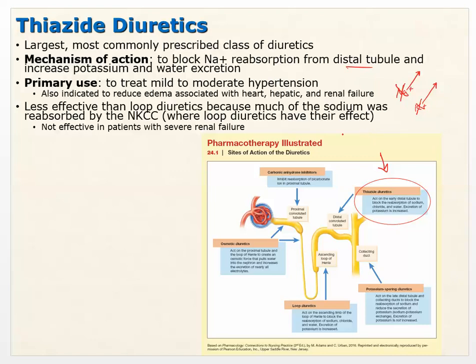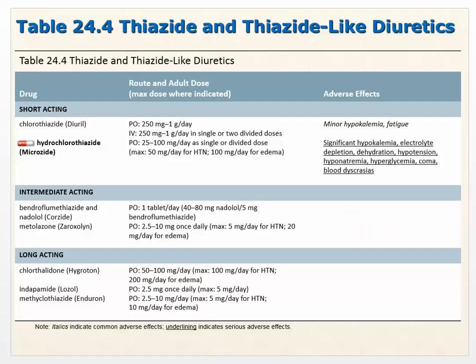Okay, so it kind of depends on severity. Less effective than loop diuretics because much of the sodium was reabsorbed by the NKCC. So they're not as effective because they're a little bit further along in the nephron, and a lot of that sodium has already been reabsorbed. So by the time they're blocking reabsorption, there just isn't as much. That's why these loop diuretics are way more potent, or effective. Not effective in patients with severe renal failure, because they're less effective than the loop diuretics.